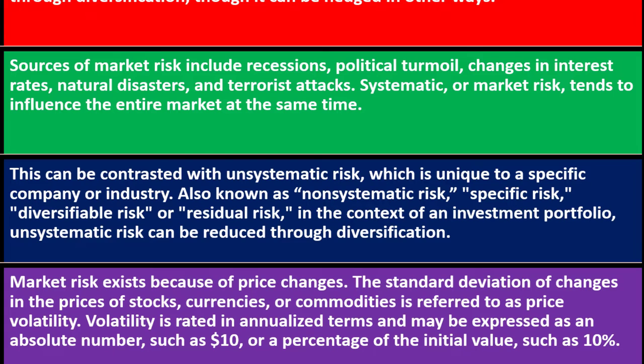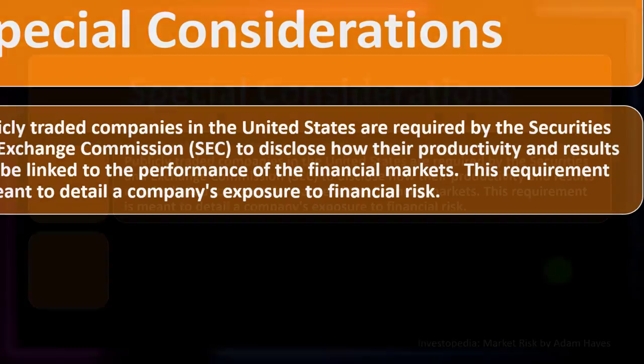Market risks exist because of price changes. The standard deviation of changes in the prices of stocks, currencies, or commodities is referred to as price volatility. Volatility is rated in annualized terms and may be expressed as an absolute number, such as $10, or a percentage of the initial value, such as 10%.